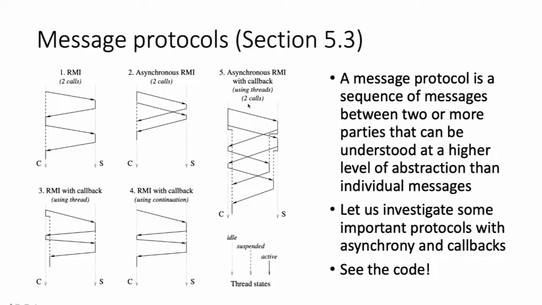So what we did now, we did RMI with continuation. So the client sends a message to the server. The server does something. It sends the delta message back. And then the server sends the continuation message. So notice there's no extra thread created here in the client. So this does not require thread creation, but it has the disadvantage that you have to rewrite the server.